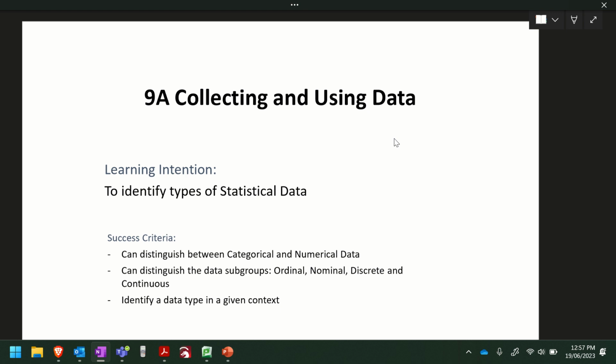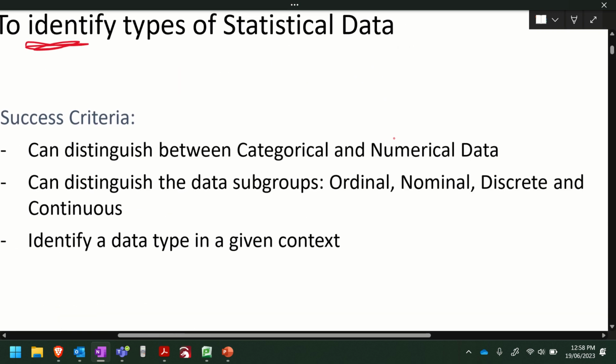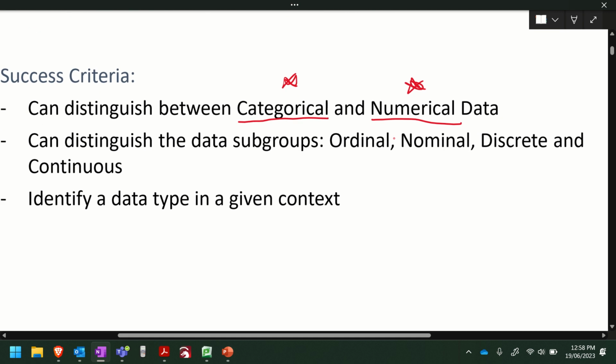Our learning intention today, with regards to univariate, is identifying different types of data in univariate. As a success criteria, and these are some new words maybe for you, I want you to be able to distinguish between what is categorical and what is numerical. Those are the two big words that we're focusing on. And from there, they have subgroups.